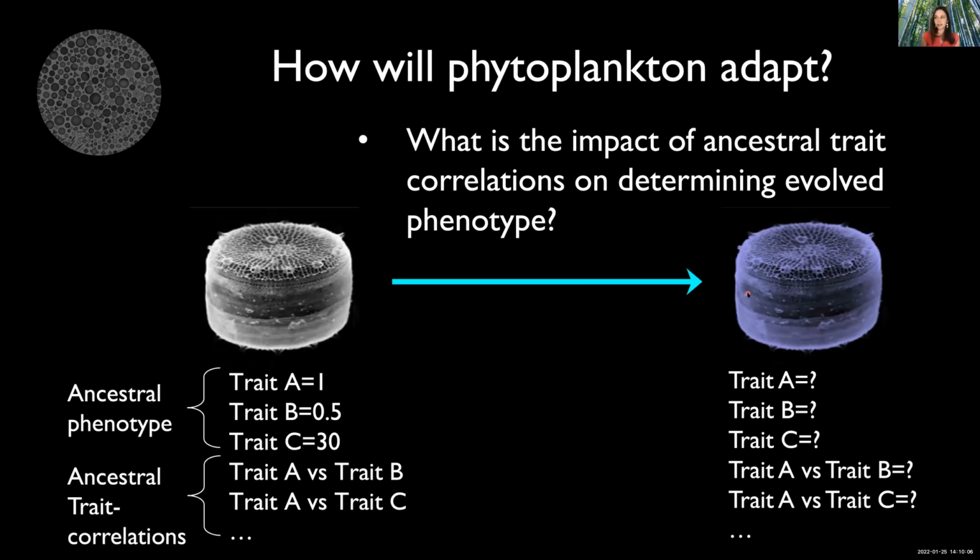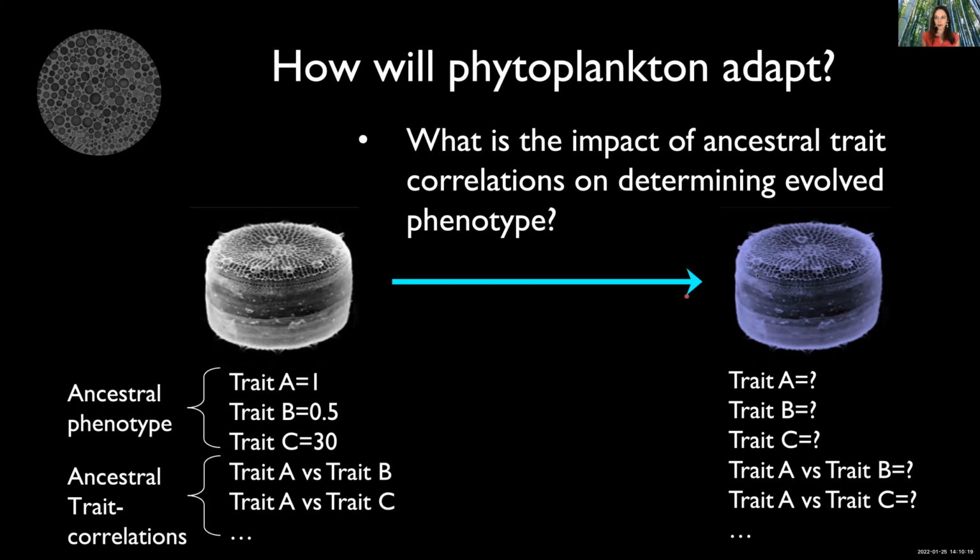To refine the question a little bit more, towards more science questions, we started to ask, okay, what is the impact of ancestral trait correlations on determining the evolved phenotype? So if we have our ancestral diatom here and it has a bunch of traits, so that's our ancestral phenotype, and a bunch of correlations between those traits, so those are our ancestral trait correlations, how do these trait correlations impact this blue arrow, so the path of adaptation, and ultimately the evolved phenotype that we get?